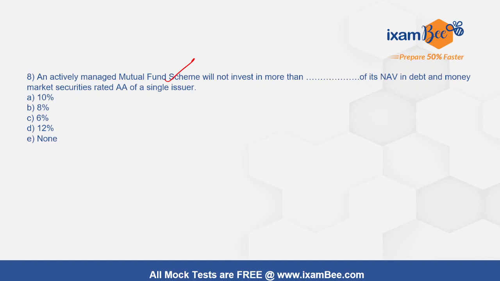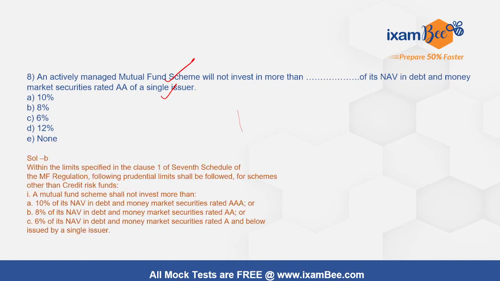For passively managed funds, a circular had come in the month of May also, and the segregation is also made that a mutual fund scheme cannot invest more than a certain percentage of its NAV in the different rated securities of a single issuer, right? So in case of AA rated securities of a single issuer, how much maximum is allowed? The answer is B, that is 8%.